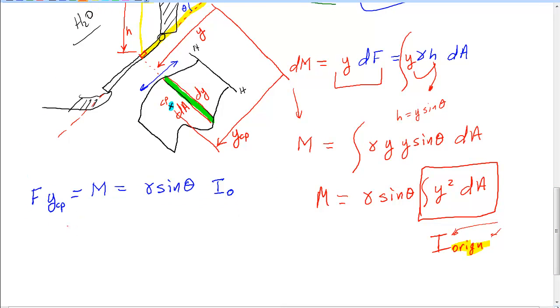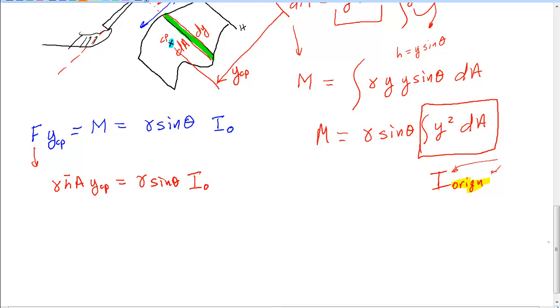Now, what do we do next? Well, first of all, I know what that is. Gamma h bar A times y center of pressure is equal to gamma sine of theta I, which I'll leave as I_O right now. So this tells me that, first of all, I have a gamma on both sides.